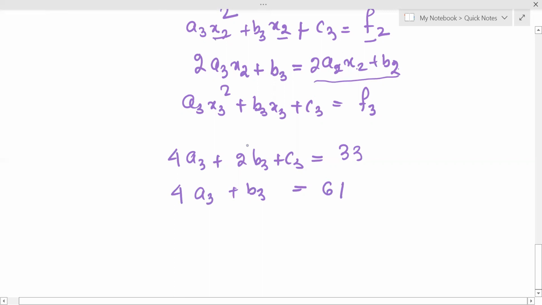In the last equation, the x3 value is 3. So 27, sorry, 9 a3 plus 3b3 plus c3, and that is equal to 44.